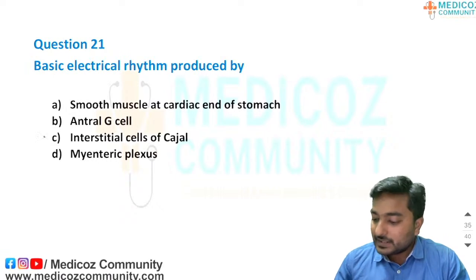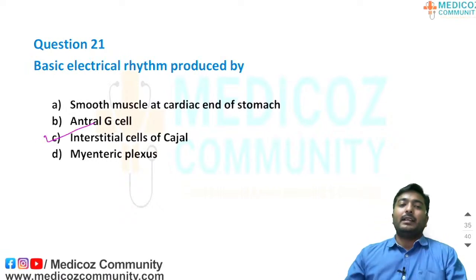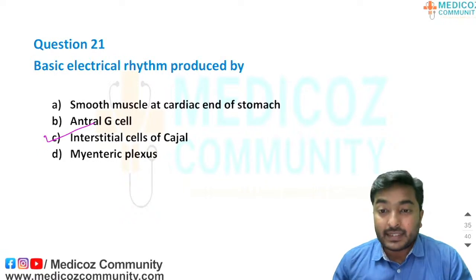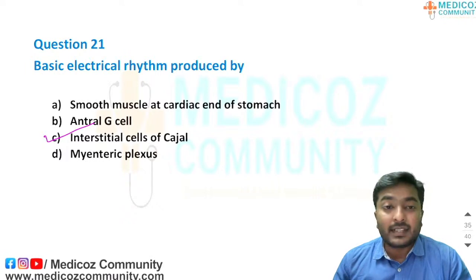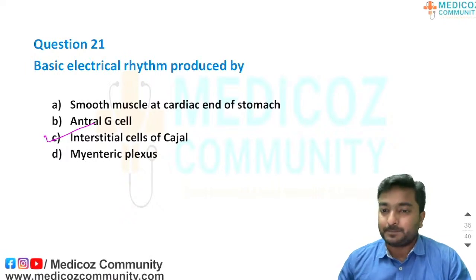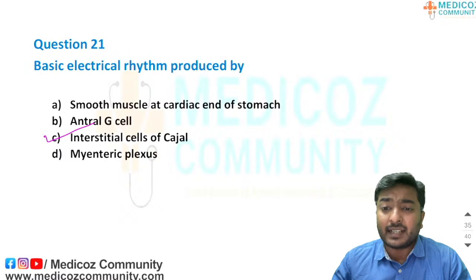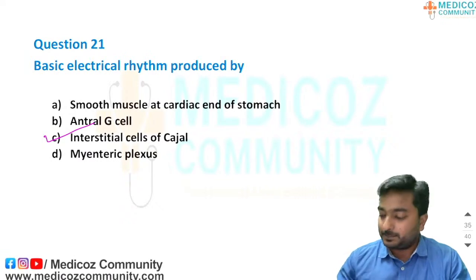Yes, the answer is interstitial cells of Cajal, the pacemaker cells located in the stomach, where the basic electrical rhythm is produced. The rate of the basic electrical rhythm is different in different segments. As we proceed further to the small intestine and large intestine, the rate decreases; it is maximum in the duodenum and minimum in the large intestine.